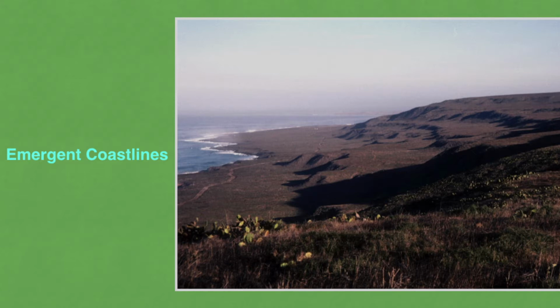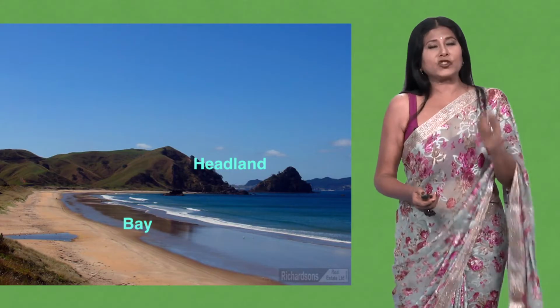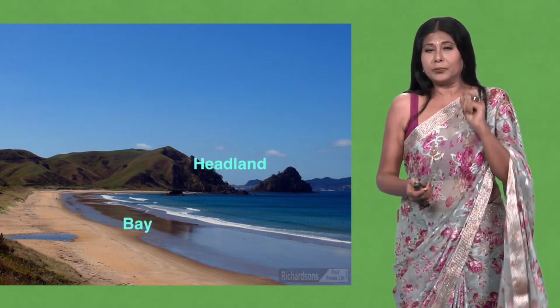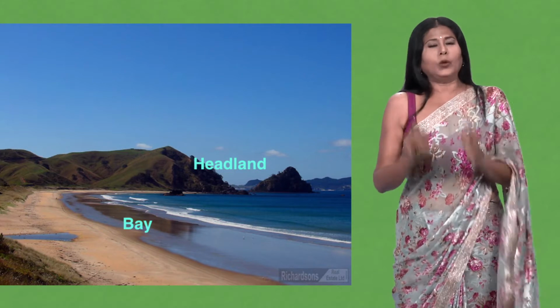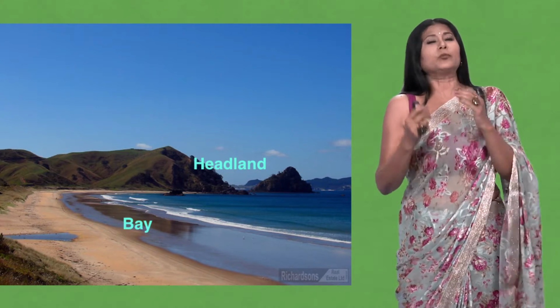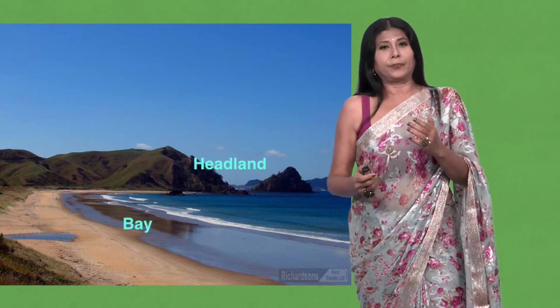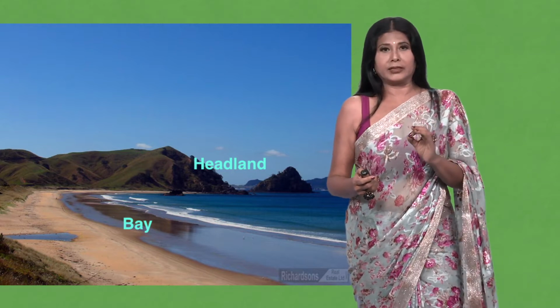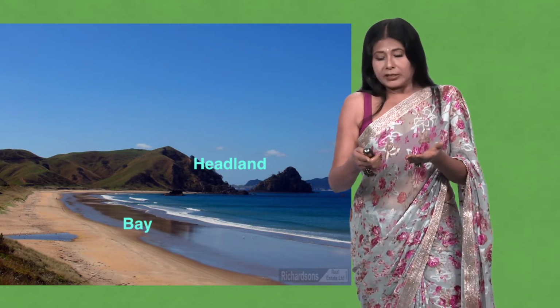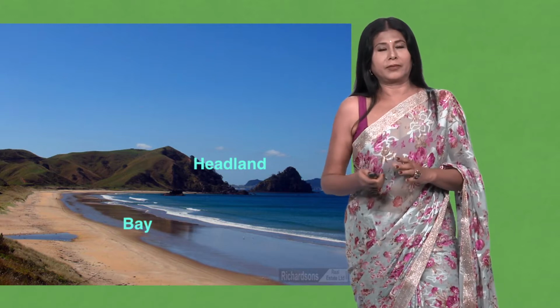These are some of the photographs. Here, H stands for headland and B stands for bay. All the coastal areas, or at least most of the coastal areas, have a headland and bay arrangement. Bay is where the sea beaches are formed.